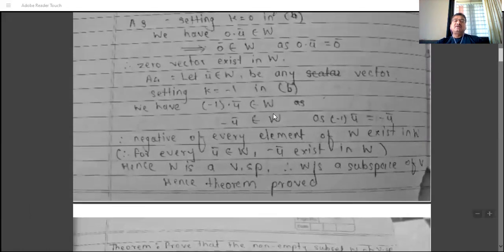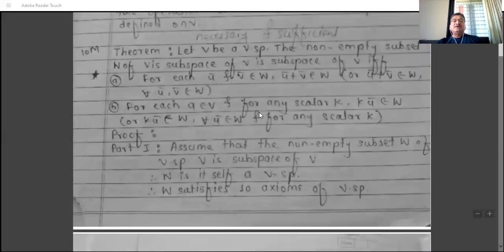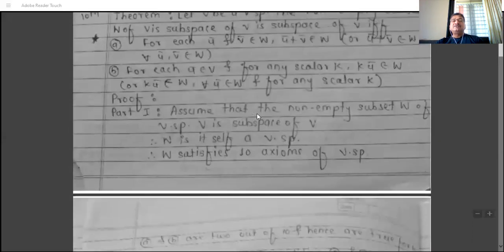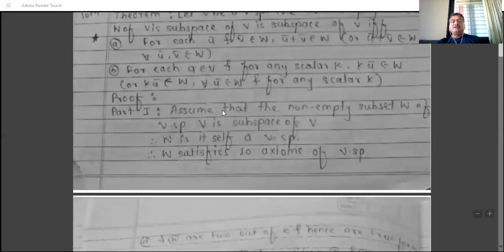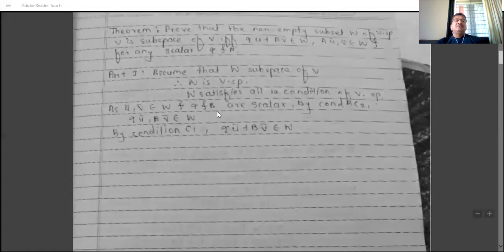That is, this is the second part. So this is a very important theorem as far as the exam is concerned: W is a subspace of V if and only if these two conditions are satisfied by W. The equivalent theorem: prove that a non-empty subset W of vector space V is a subspace of V if and only if alpha U bar plus beta V bar belongs to W for all U bar and V bar belonging to W, and for any scalars alpha and beta.